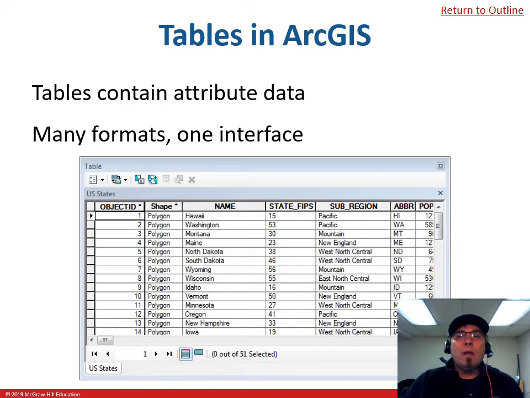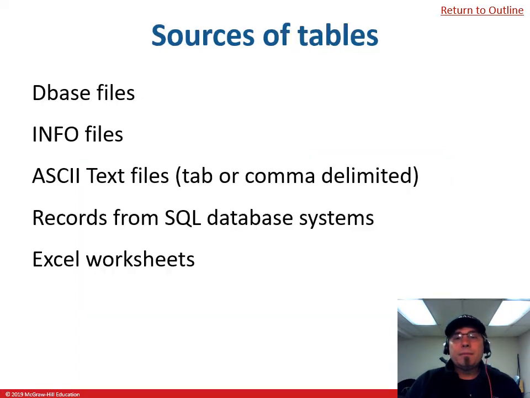All right, so there's lots of different formats for data in ArcGIS. However, they're all going to look like the screen you see in front of you. Even if you bring in an Excel spreadsheet, it's still going to look like this. All right, so you can use what are called DBase files, which is what you've been using all along. That's sort of the standard format for ArcGIS. There's an old format called info files, which no one ever uses anymore. You have ASCII text files, which are tab or comma delimited.